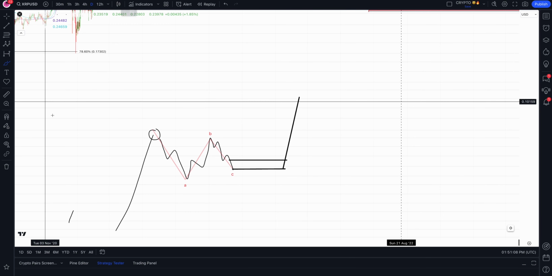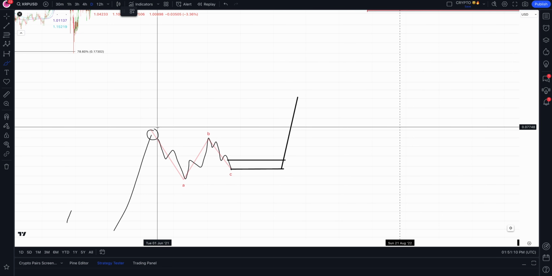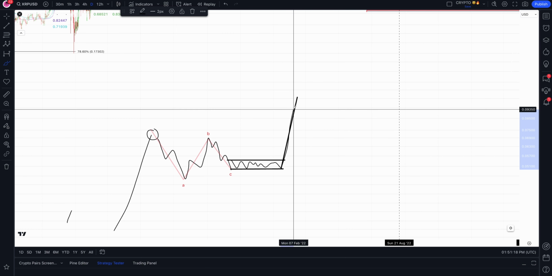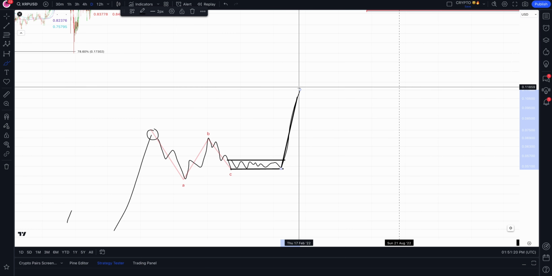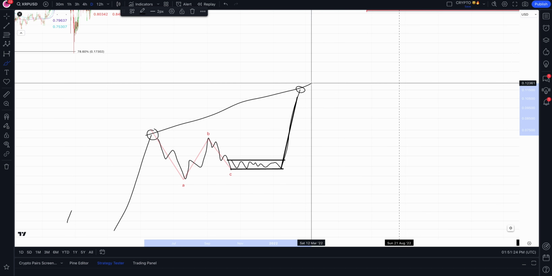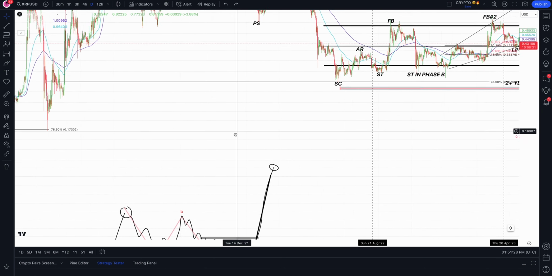Okay, so you have your first leg in the market, your A, B, C correction, your accumulation at the lows for over 2 years, and then you have your expansion, or in other words, your continuation. Okay? So this is what we see with XRP, nothing to worry about at all.